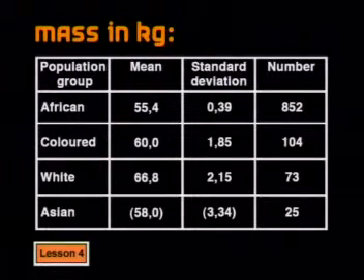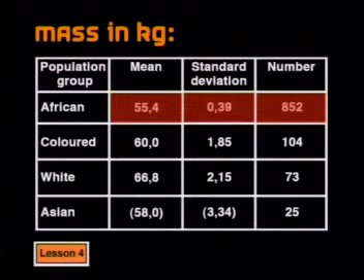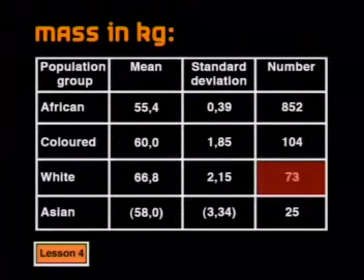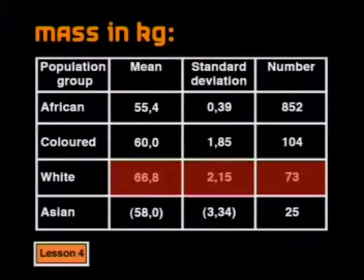The research was completed on 1,054 adolescent males aged 15 to 19 years old. When the data was grouped according to population group, the following means and standard deviations were found. The 852 African males surveyed had a mean mass in kilograms of 55,4, with a standard deviation of 0,39. The 73 white men surveyed had a mean mass of 66,8 kilograms, with a standard deviation of 2,15.